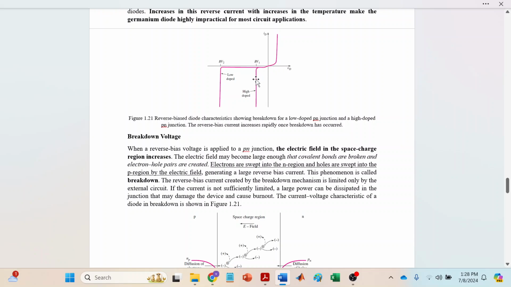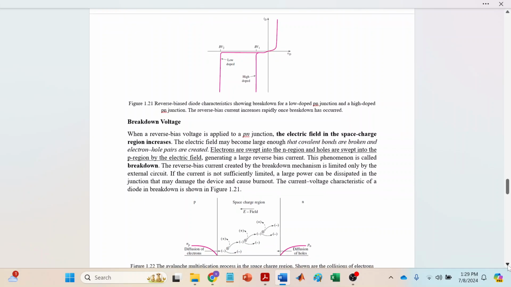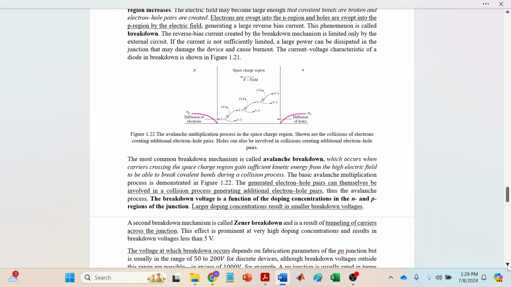So at this voltage, there is a breakdown. If the diode is highly doped, it has a small breakdown voltage. But if it's lightly doped, the voltage at which the breakdown occurs is much higher. Then we have a phenomenon called the avalanche breakdown. We have several types of breakdown. One is the avalanche breakdown.